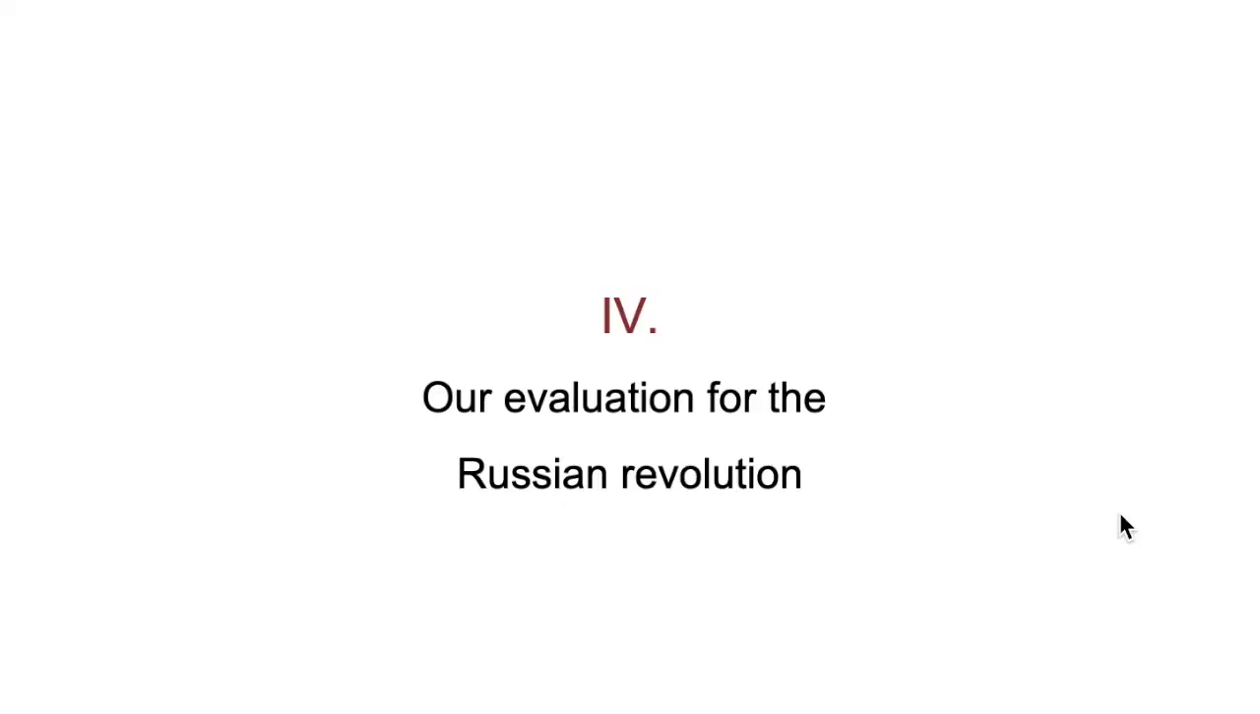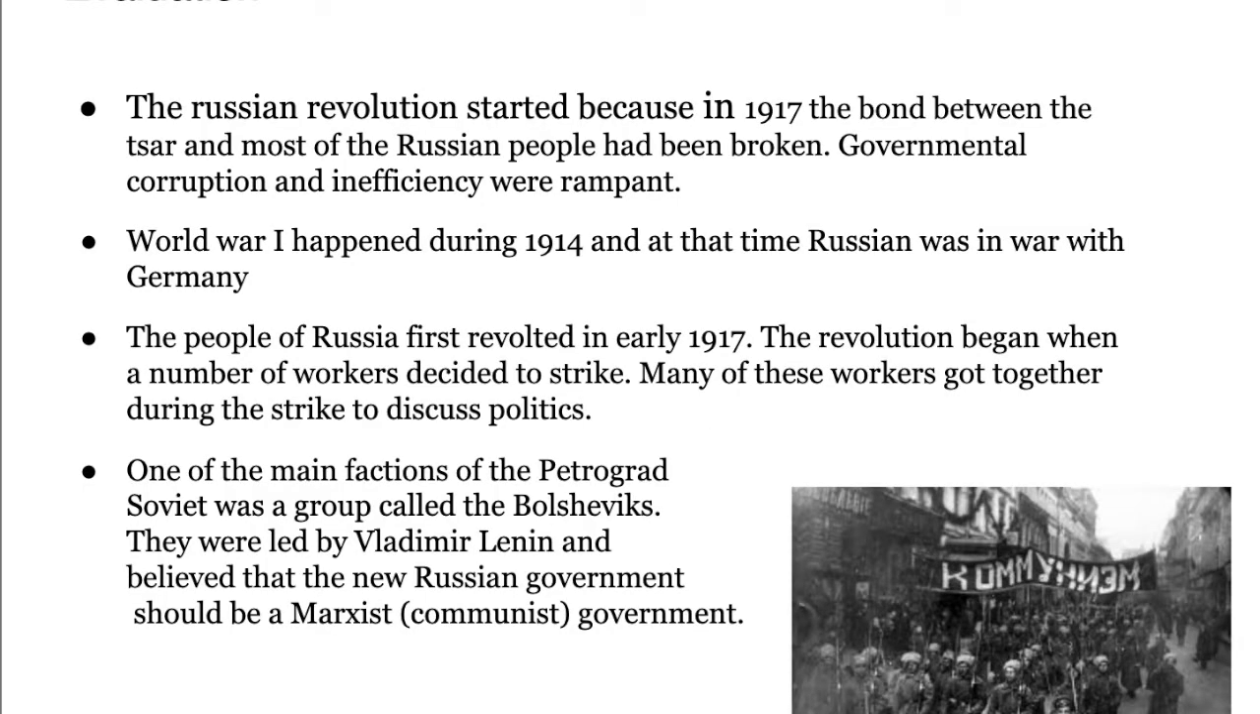I am going to be talking about our evaluation of the Russian Revolution. The Russian Revolution took place in 1917 when the peasants and working class people of Russia revolted against the government of Tsar Nicholas II. Before the revolution, Russia was ruled by a powerful monarch called the Tsar. The Tsar had total control of Russia. He commanded the army, owned much of the land, and even controlled the church.